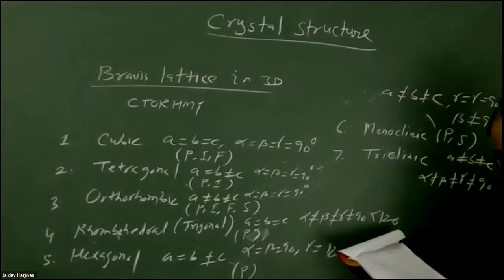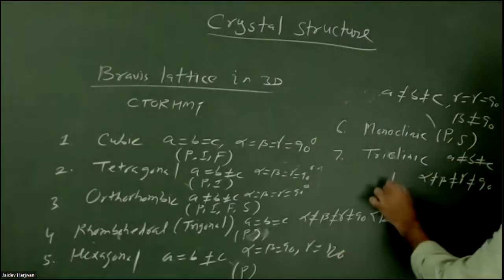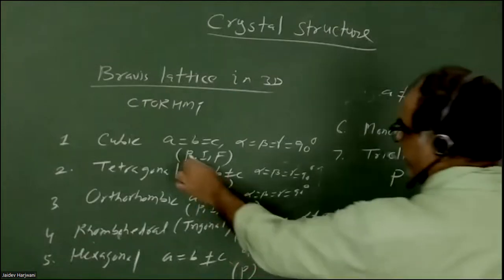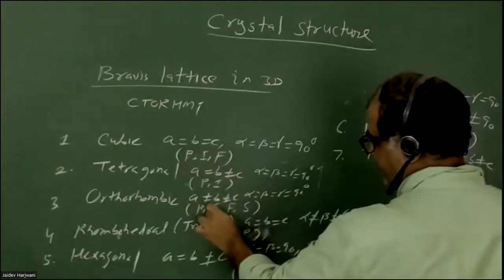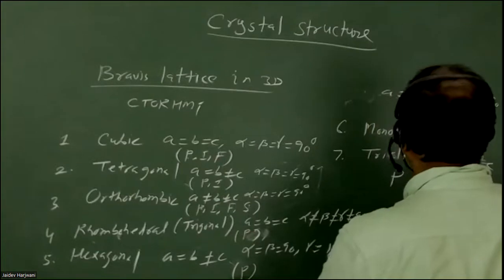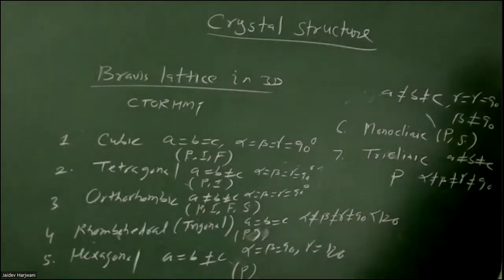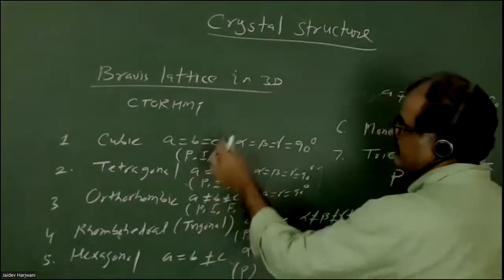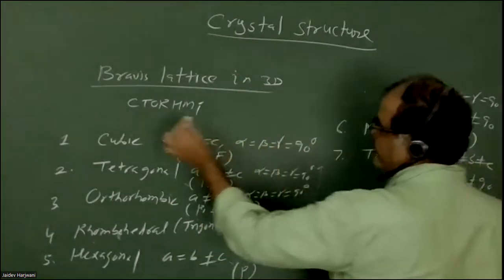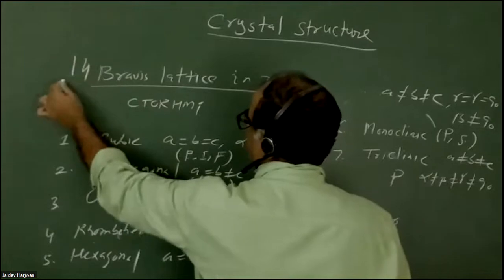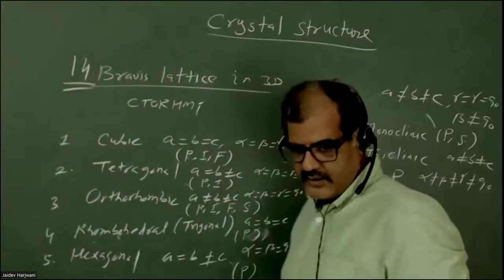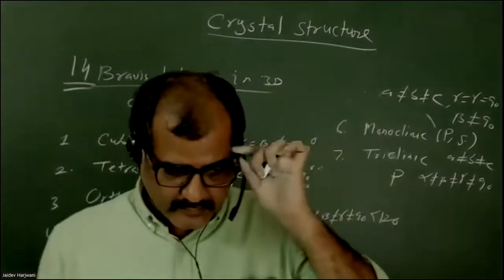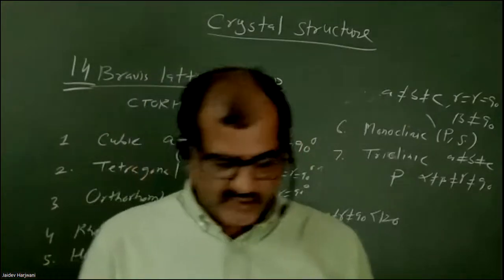And in triclinic we have only P. So you can count, how many is it? So 1, 2, 3, 4, 5, 6, 7, 8, 9, 10, 11, 12, 13, 14. Okay. So there we have a total of 14 Bravais lattices in 3D. It is not 28, only 14.